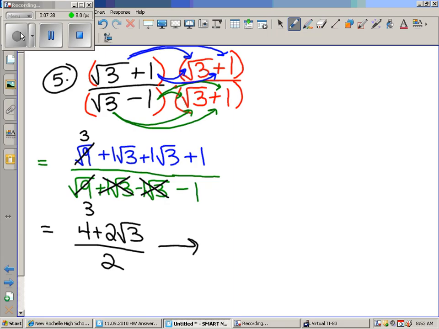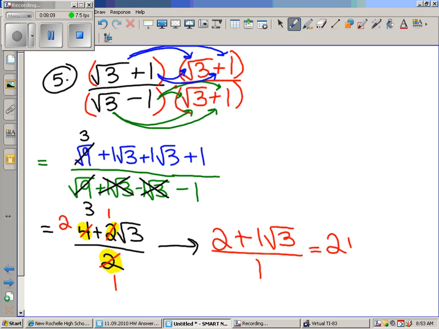Now, we're not done yet. Let me grab my highlighter. The 4, the 2, the 2, all of these have something in common, which is what? Yeah, they all got 2 in common. So let's take 2 out of them. 2 goes into itself once. It goes into 4 twice. It goes into itself once. So this could be reduced to 2 plus 1 radical 3 over 1, which is the same thing as saying 2 plus 1 radical 3. And that should be your answer.